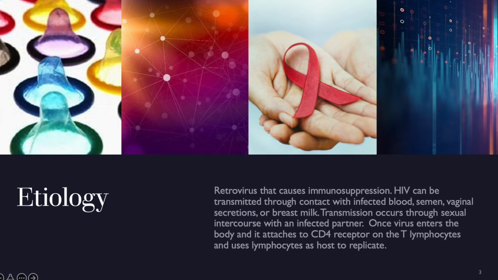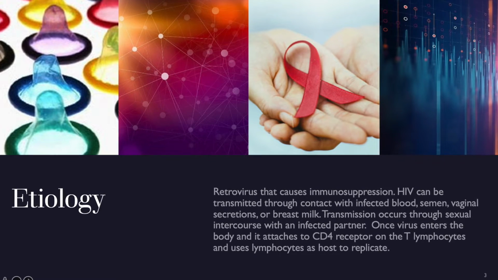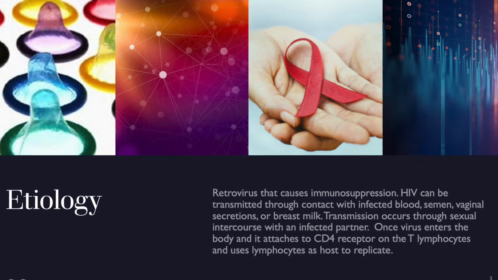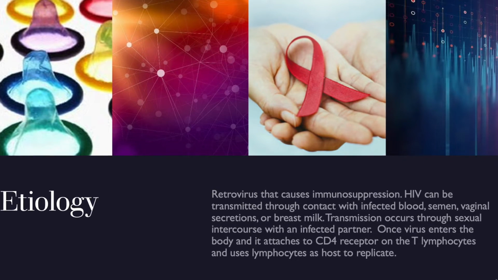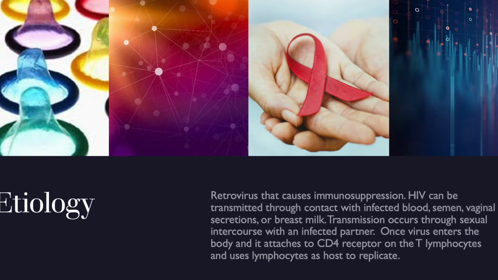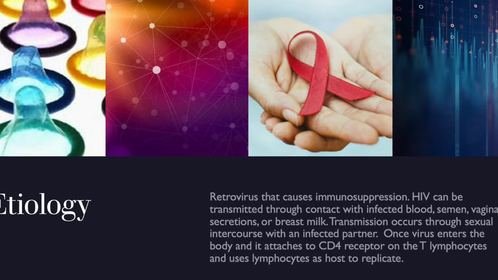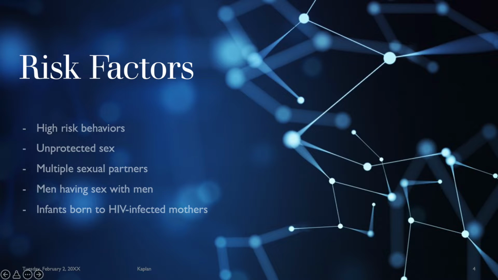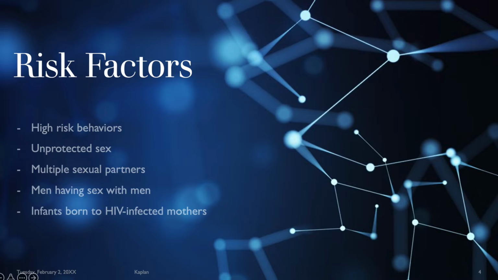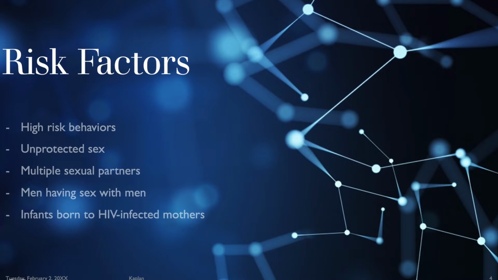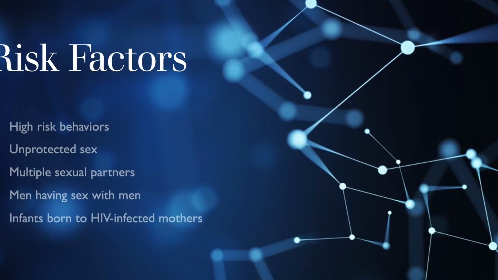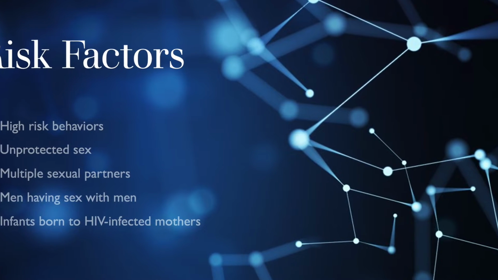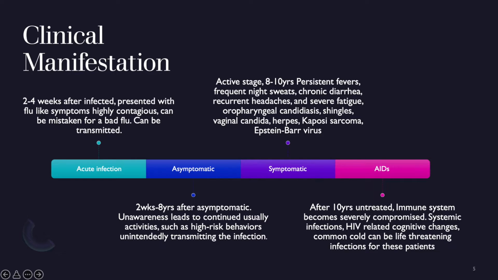HIV is a retrovirus that causes immunosuppression. It can be transmitted through contact with infected blood, semen, vaginal secretions, or breast milk. Transmission occurs through sexual intercourse with an infected partner, and once it enters the body, it attaches to CD4 receptors on the T lymphocytes and uses lymphocytes as a host to replicate. Some risk factors include having unprotected sex with multiple sexual partners, men having sex with men, and infants born to HIV-infected mothers.